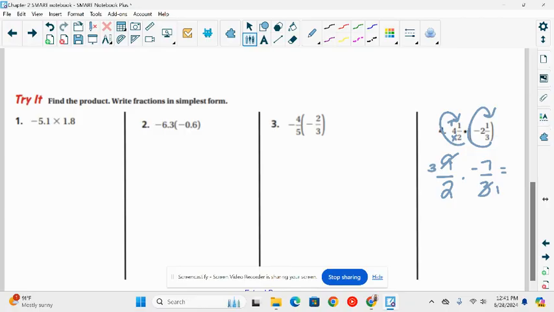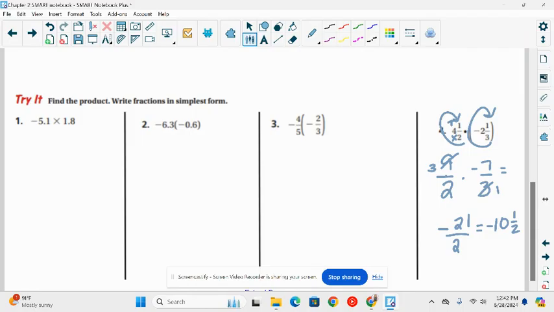Can I take anything out of 2 and 7? No. Okay? They're both prime. Is my answer going to be a positive or a negative? I've got a positive and a negative. Different signs are negative. So 3 times 7 gives me 21, and 2 times 1 is 2, which would also equal negative 10 and a half. Either one is correct.